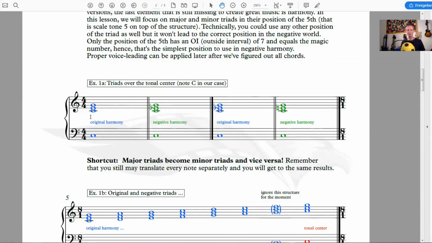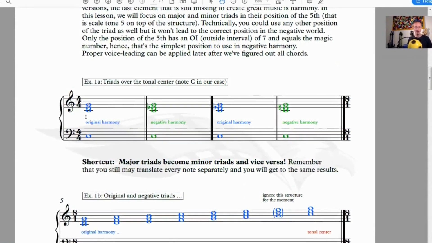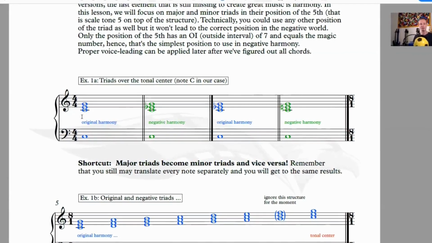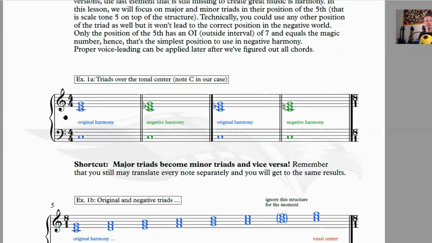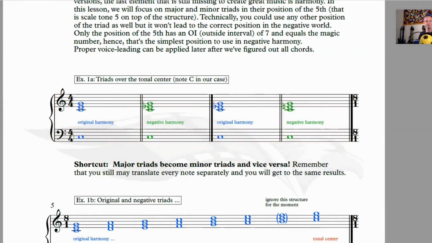When we want to talk about negative harmony, really, we have to have a tonal center. That is our point of reference, and we have to define that point of reference first. In this line right here, example 1a, we just want to talk about triads over the tonal center. So we've picked the note C as our tonic, and for no real reason, really, we've just picked the C major triad. I want to give you a shortcut, and that is, whenever you see a major triad, it becomes a minor triad over the respective negative root tone. That is what you have to have in mind.